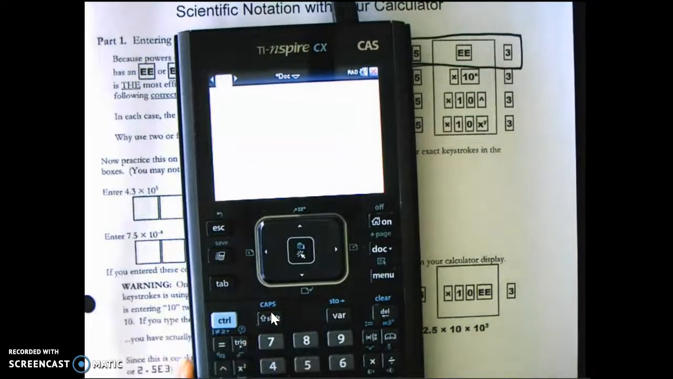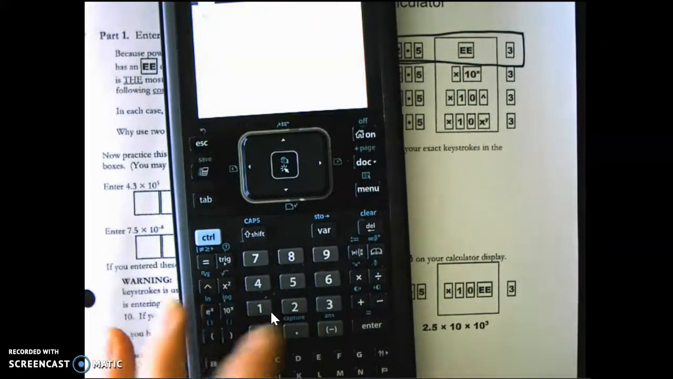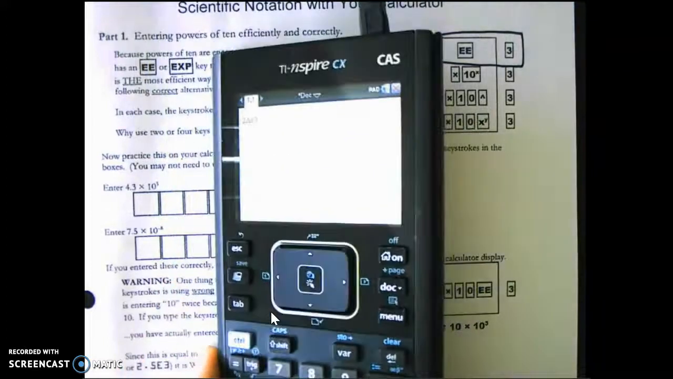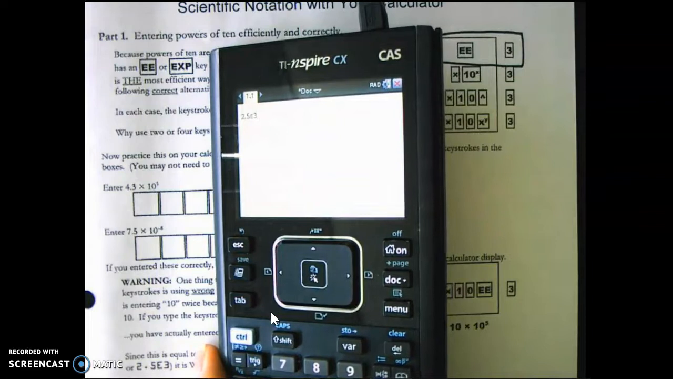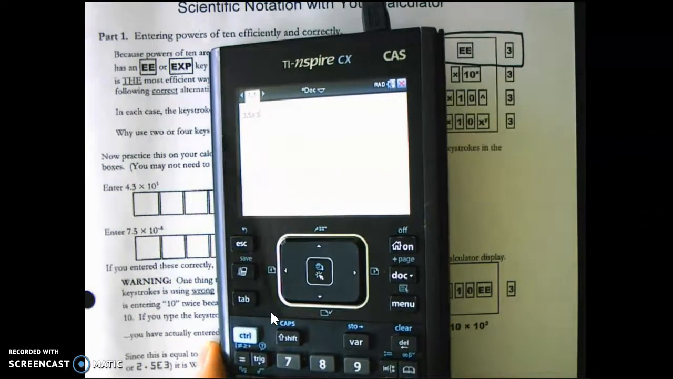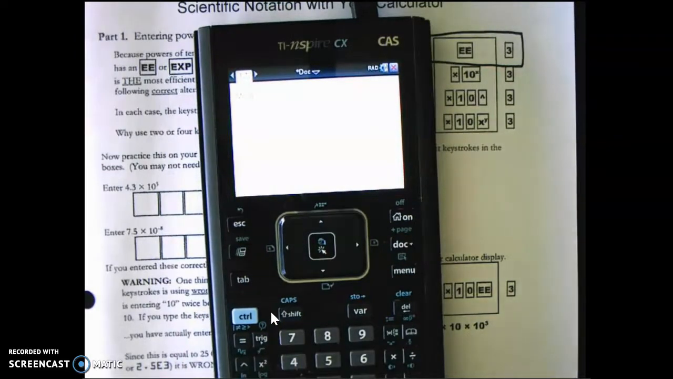So the next thing I'm going to do is put the power in, so all I have to do is press 3, and now my number is in the calculator in scientific notation. 2.5 E3 represents 2.5 times 10 to the third. Okay, so that's how you put numbers into the calculator. Notice I didn't use any parentheses. There's no need to use parentheses to enclose the 2.5 and the 3. So I can put two numbers into my calculator, multiplying them together.